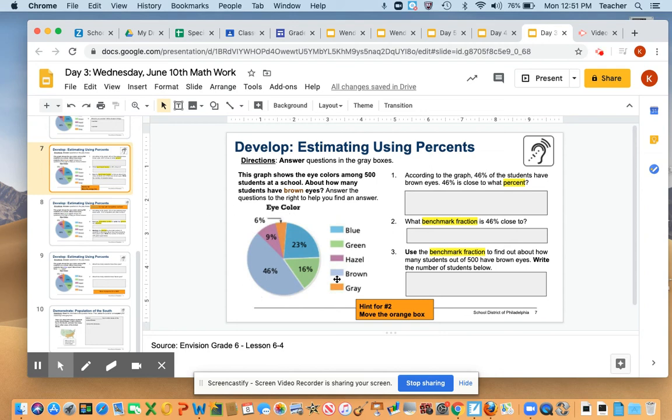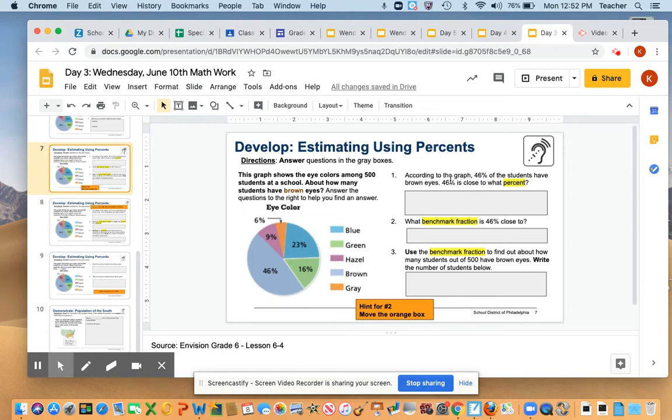Okay, we have that same graph again, and our question says about how many students have brown eyes. So we're going to use these questions over here to help us. If you look here, 46% of the students have brown eyes. According to the graph, 46% of the students have brown eyes. 46% is close to what percent?